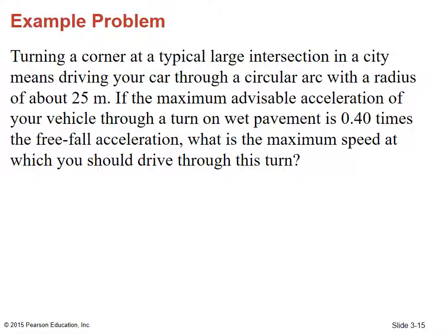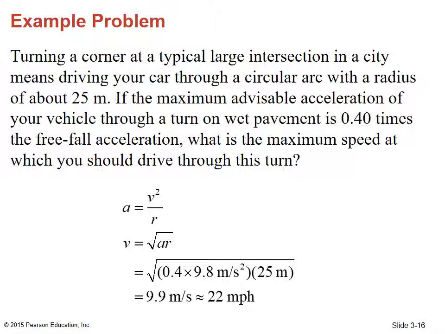Turning a corner at a typical large intersection in a city means driving your car through a circular arc with a radius of about 25 meters. If the maximum advised acceleration of your vehicle through a turn on wet pavement is 0.40 times the freefall acceleration, what is the maximum speed at which you should drive through this turn? Using the definition of centripetal acceleration, the answer is 9.9 meters per second, or about 22 miles per hour.